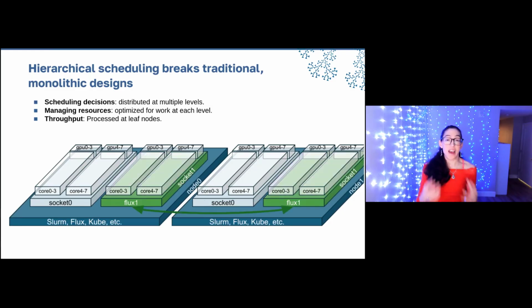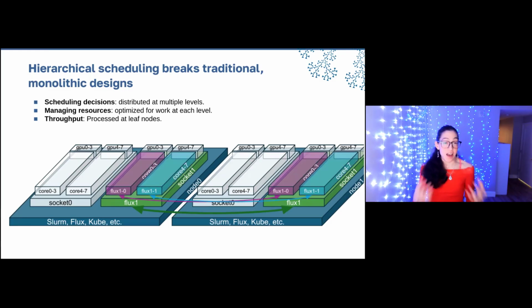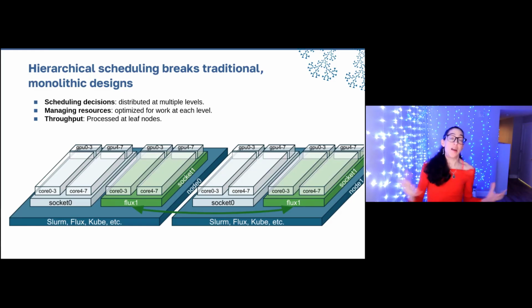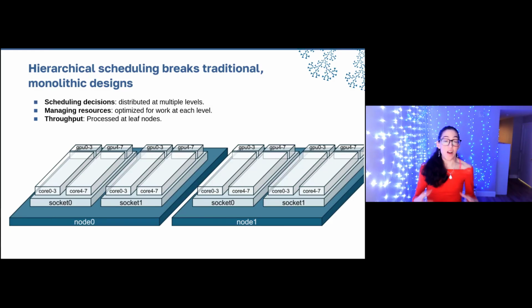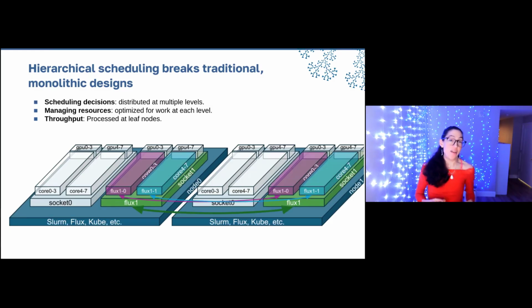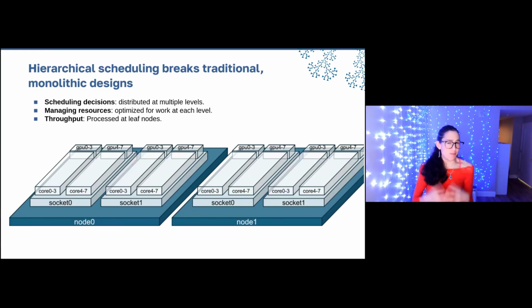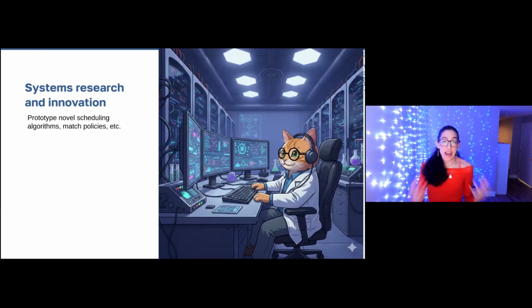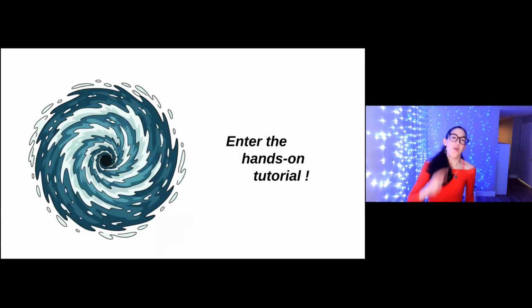The hierarchical scheduling breaks traditional monolithic designs. Specifically, you can have scheduling decisions that are distributed at multiple levels, decisions and policies. You can manage resources and optimize them at each level. This is something that does not work well or maybe is not even possible in traditional Kubernetes. And finally, it enables system research and innovation because you can grab one of those components, develop it, and then plug it back into your cluster. So with that, let's jump into the hands-on tutorial.